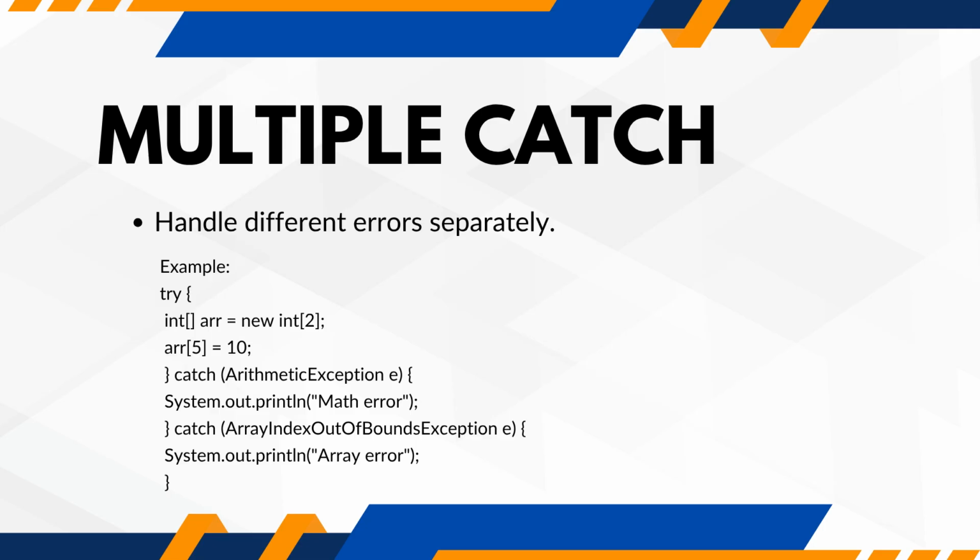Sometimes, a program may encounter different types of exceptions. To handle these situations, Java allows the use of multiple catch blocks. Each catch block is designed to handle a specific type of exception. In the example shown, the program tries to store a value in an array position that does not exist. If an arithmetic exception occurs, the program displays the message "math error." If an array index out of bounds exception occurs, the program displays the message "array error." Using multiple catch blocks makes error handling more precise and easier to understand.